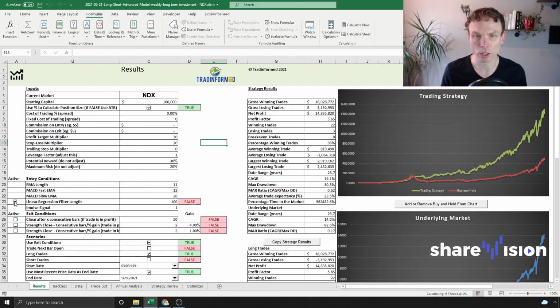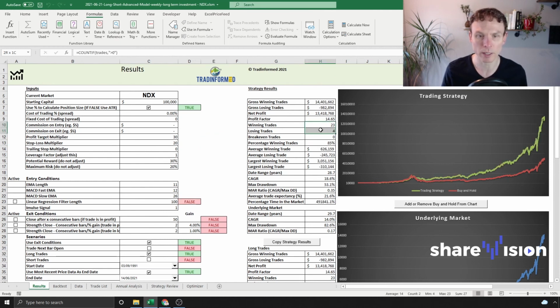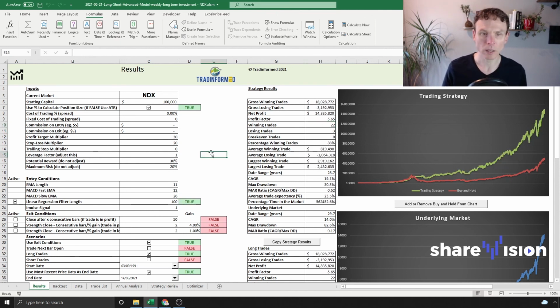Take the linear regression on and off, and it does change the profile of the results. We get more trades. We would expect to get more trades without this filter. So there we have the results of the strategy adjusted in real time.